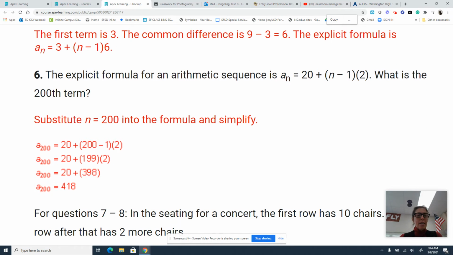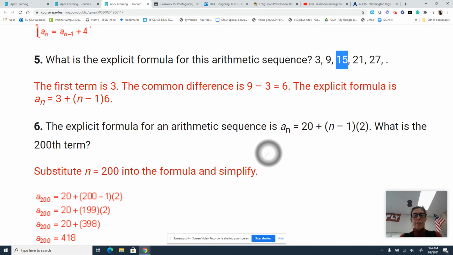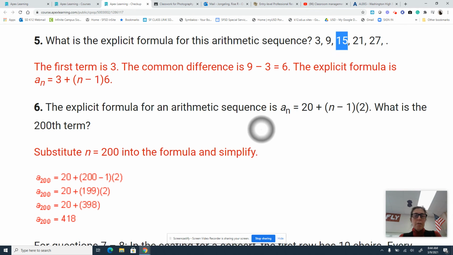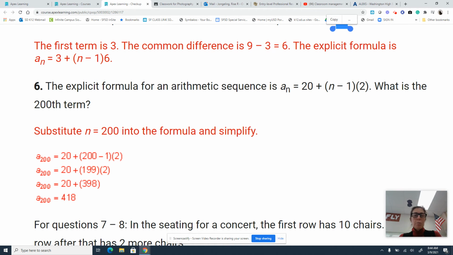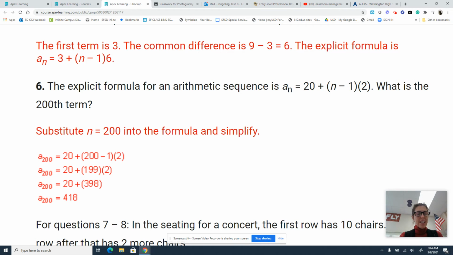Number 6, same thing. We want the explicit formula for the arithmetic sequence a sub n equals 20 plus n minus 1 times 2. What is the 200th term? Well, they're saying the n is going to be 200. So you just need to substitute 200 in for n. And that is right there. There's our 200. So whatever term we're looking for, that's what gets stuck into the problem.